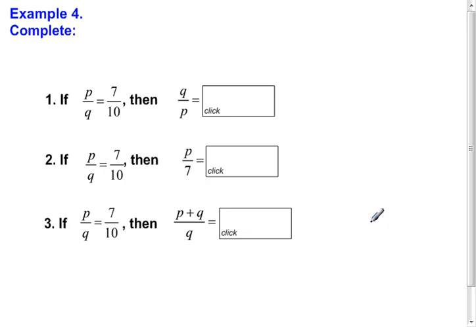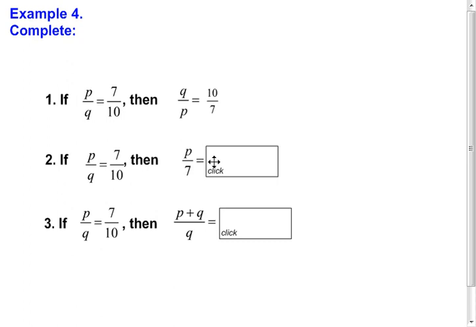All right, example 4. If P over Q equals 7 over 10, if we flip the front one, we should just be able to flip the second ratio, which should be 10 over 7. All right, on number 2, 10 over 7.